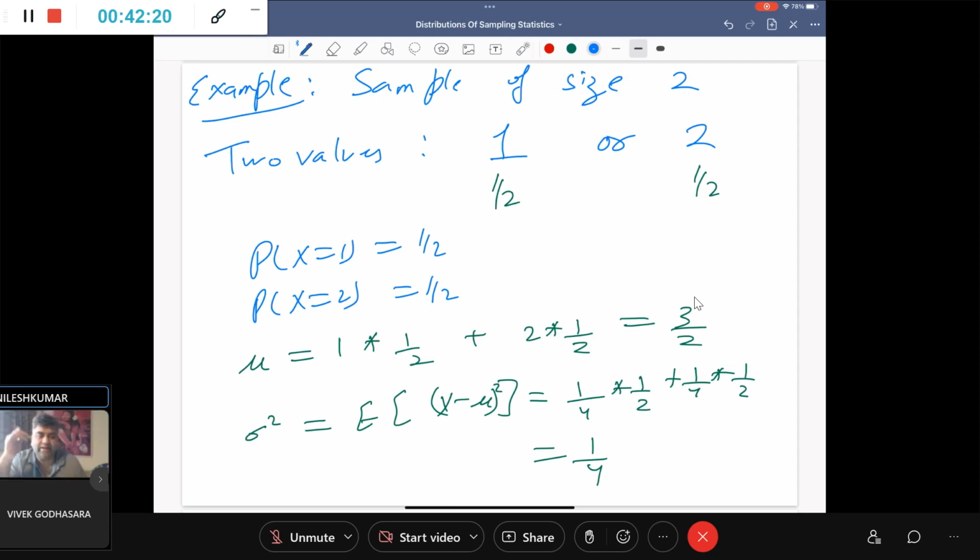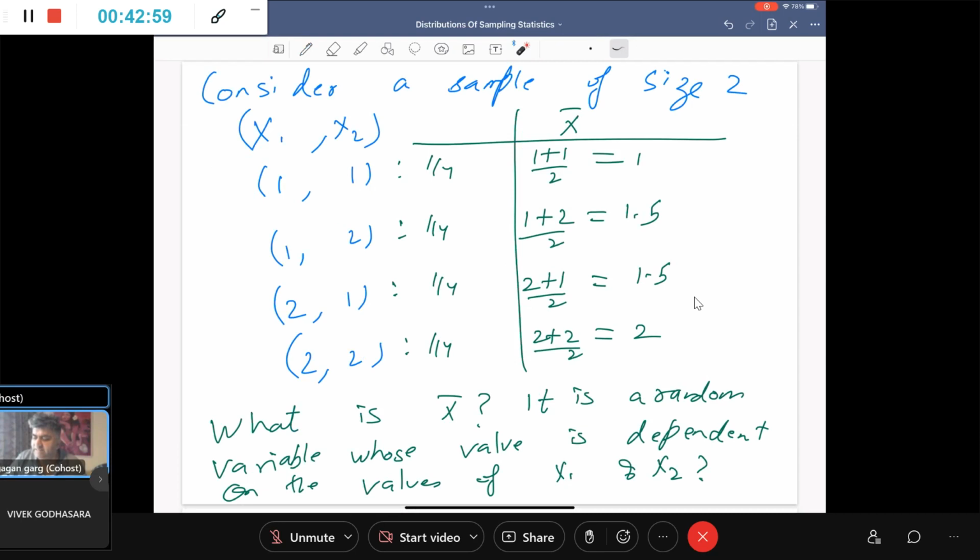Okay, so think of it like this: let's say in your class, I ask every student to choose a number, and every student chooses either 1 or 2 with equal probability. So all of you toss a coin, and if you get a head, you choose 1. If you get a tail, you choose 2. And then out of the whole class, right now, how many people are there? So right now there are 200. Oh, it's interesting. There are exactly 222 people in the class. And this is SC222. Okay, so out of 222 people, I choose 2 people randomly. So that's what we are doing here. We're choosing a sample of size 2. So out of 222 people, we choose 2 people at random.